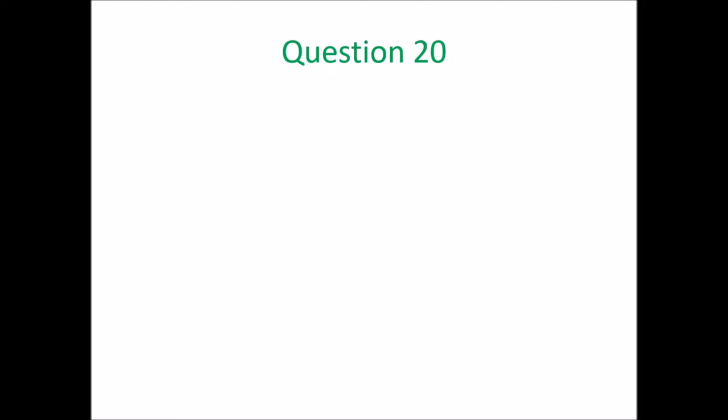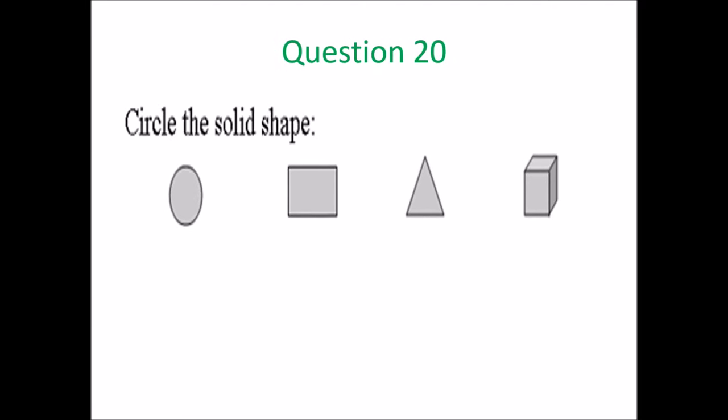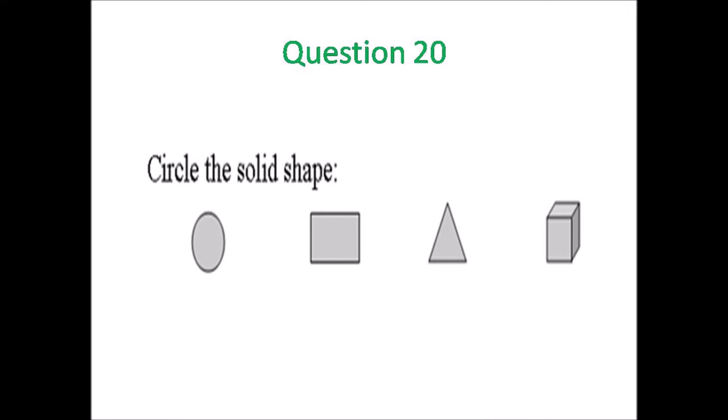Question 20. Circle the solid shape. There are four shapes. One of them represents a solid shape. Circle the one that shows the solid shape.